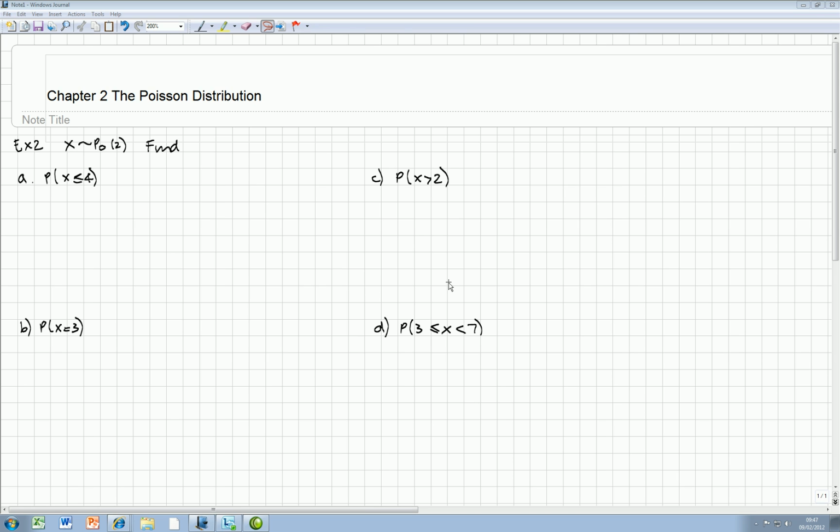Okay, in this example we'll look at how we can use the cumulative Poisson tables to solve some problems. And we'll start with a pretty easy one. So we've got x varies as a Poisson distribution with a mean of 2, or if you like a parameter of 2. And we want to work out the probability that x is less than or equal to 4. And to do that we can pretty much go straight to the table and look that up. So remember, we're looking for lambda equals 2 and x less than or equal to 4.